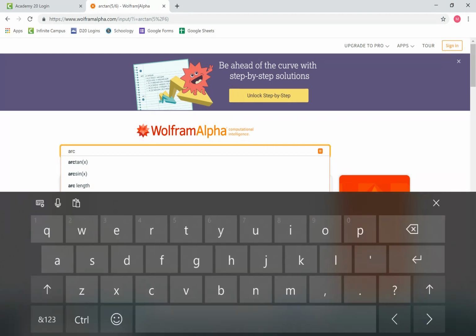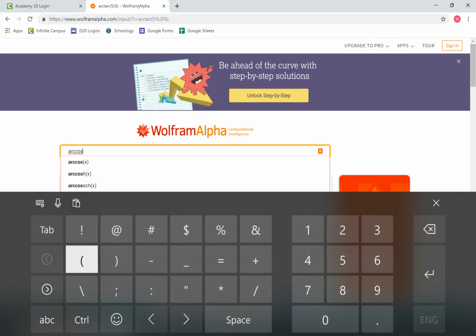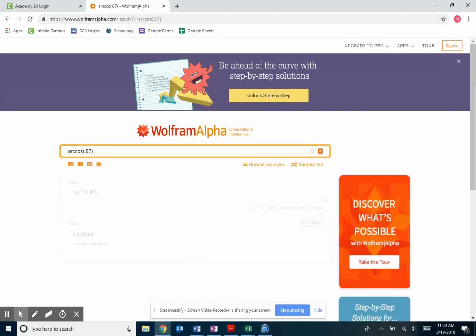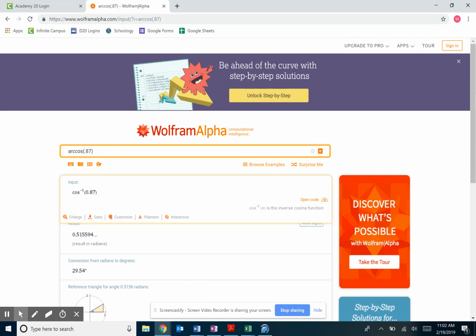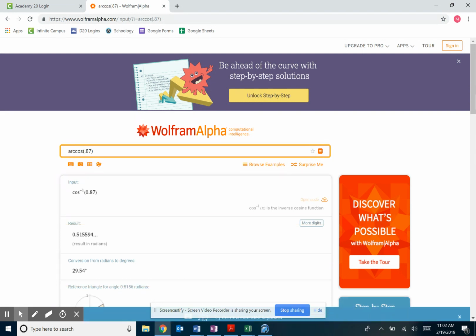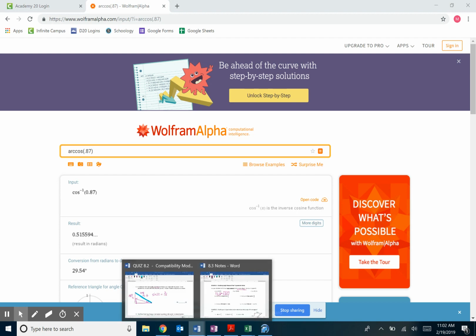Let's see if I can get, oh, there it goes. So you do arc cosine, and then you open your parentheses, 0.87, like we just did, close them, equals. You can go away now, keyboard. So then you can see 29.54, like I said. So this is a really good resource for you if you have a calculator that doesn't have those inverse trig functions. Then just come to this website. It's really easy to use.